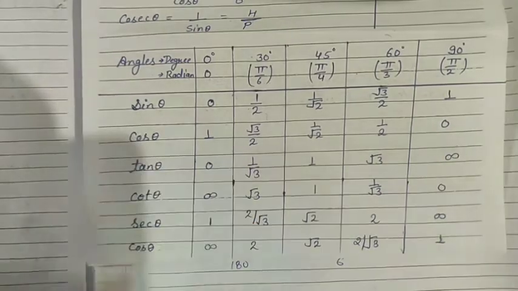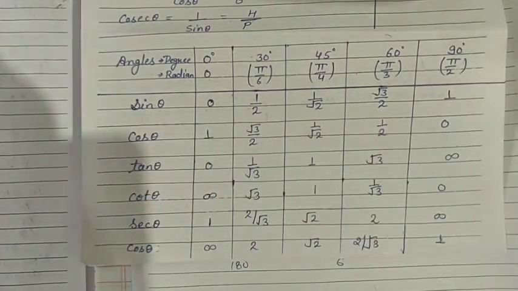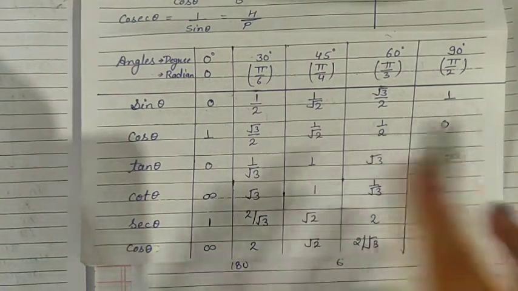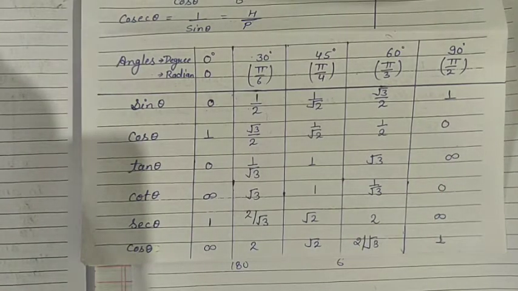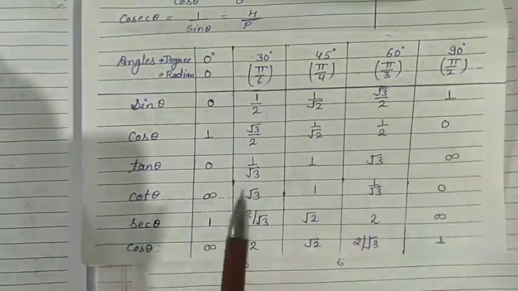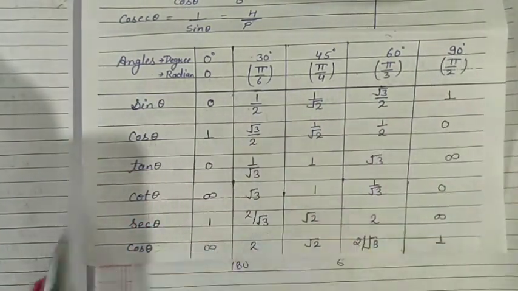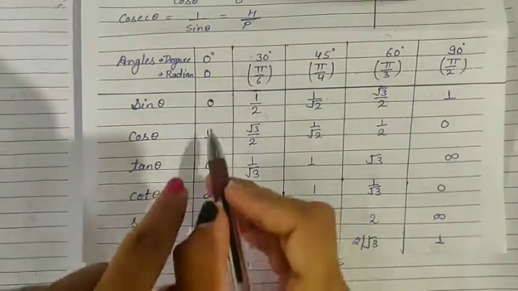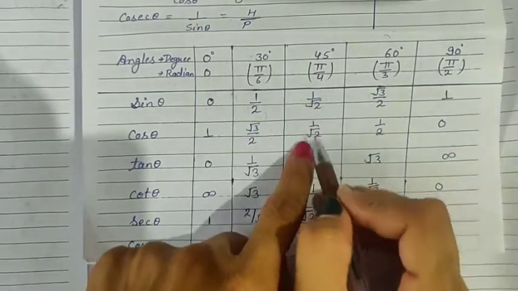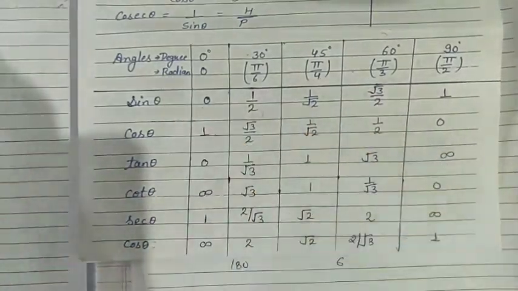Now values of cos theta for those angles. When we write reverse of these values, then we get values of cos theta. It means sin 0 degree equals to cos 90 degree and sin 90 degree equals to cos 0 degree. So 1, square root of 3 by 2, 1 upon root 2, 1 upon 2 and 0.